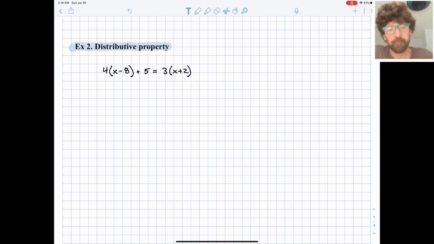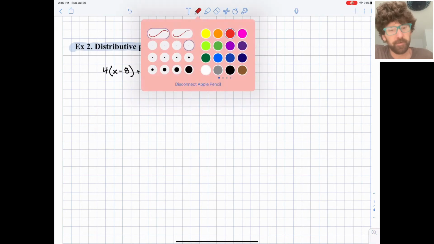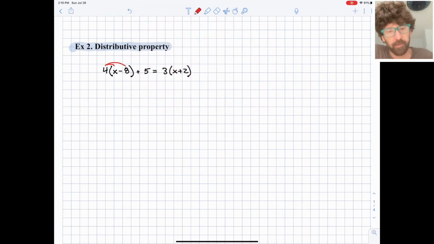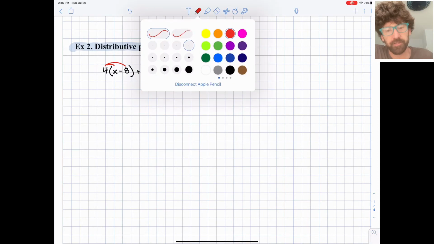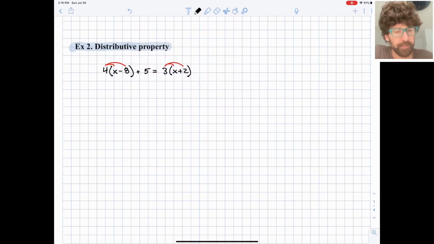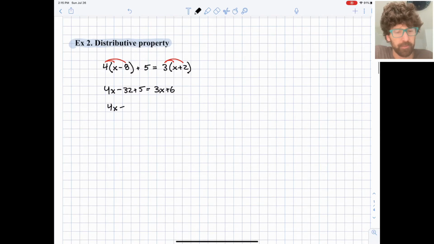So let's do the distributive property now. And as a reminder, we're going to take each of these values and distribute them through the parentheses. We have 4x minus 32 plus 5 equals 3x plus 6. And last little bit of simplifying, 4x minus 27, we're going to combine those terms together, equals 3x plus 6.